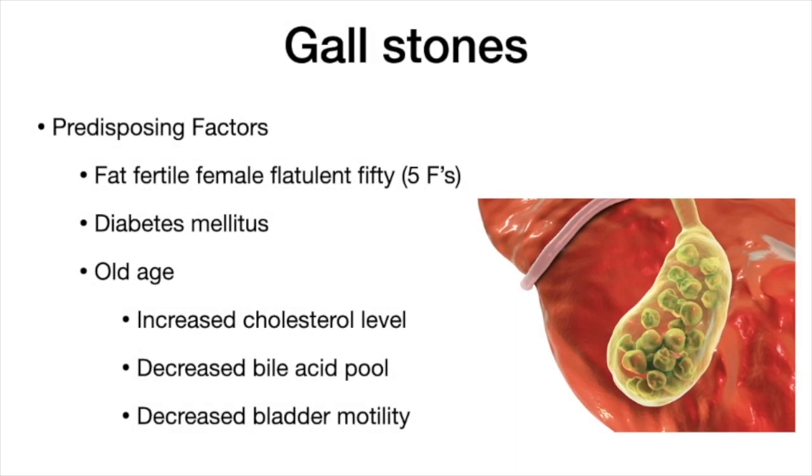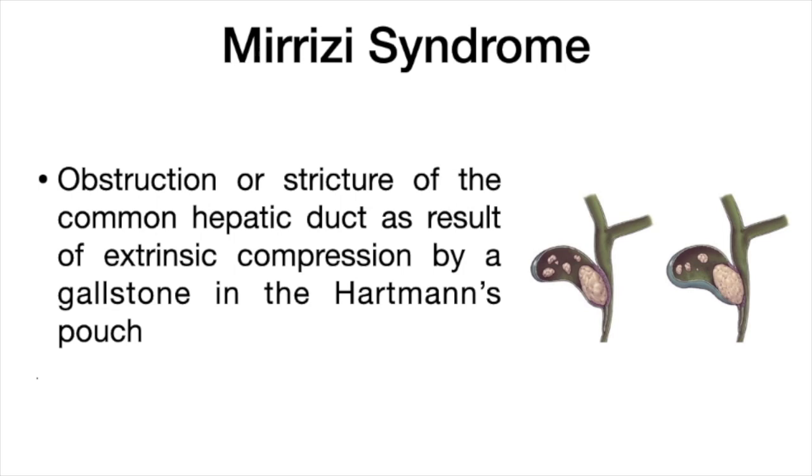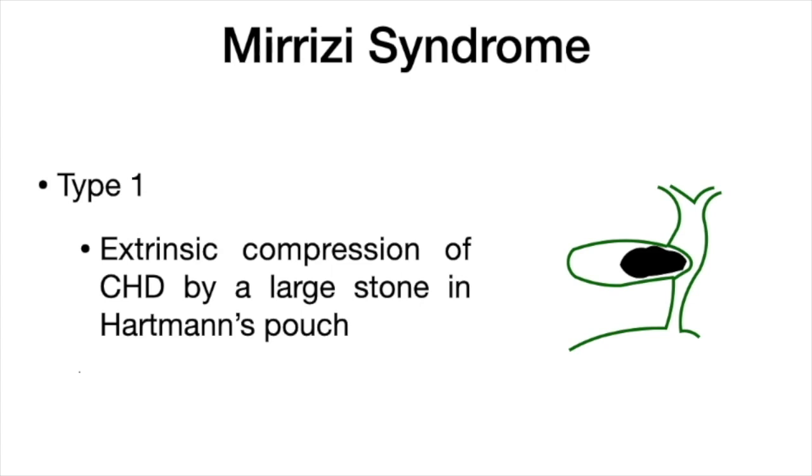One is gallstones. So these are the predisposing factors for gallstones. One is fat, fertile, female, diabetes mellitus, and old age, because of increased cholesterol level, decreased bile acid pool, decreased gallbladder motility. All these are predisposing factors of gallstone formation. And another thing regarding the gallstone is Mirizzi syndrome, that is obstruction or stricture of the common hepatic duct as a result of extrinsic compression by a gallstone in the Hartmann's pouch. So these are the types of Mirizzi syndrome usually seen.